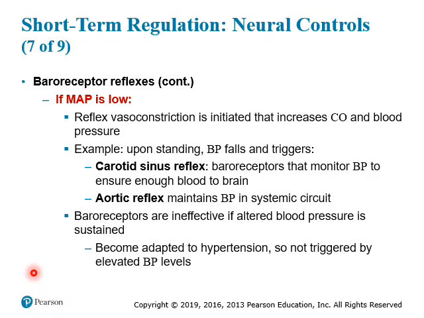Now, if mean arterial pressure is low, it is actually low. So this is really dangerous. I hope it's not dangerously low, but if it is low, there's going to be reflex vasoconstriction initiated that will increase cardiac output and blood pressure. And you know what's going to happen if cardiac output is increased and blood pressure is increased, then eventually your mean arterial pressure is also going to be increased.